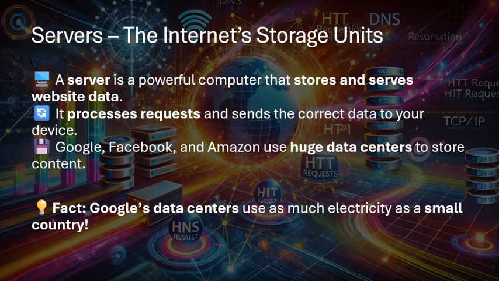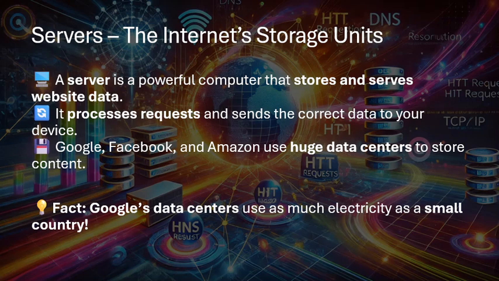Now we'll talk about servers, the internet storage unit. A server is a powerful computer that stores and serves website data. It processes our request and then sends back the right data to our device. Companies like Google, Facebook, and Amazon use huge data centers where a large number of computers and chips are used to store data. Small companies do not have their own data centers, but they rent data centers from large companies like Google or Amazon. They basically use their servers. Google's data centers consume as much electricity as a small country.